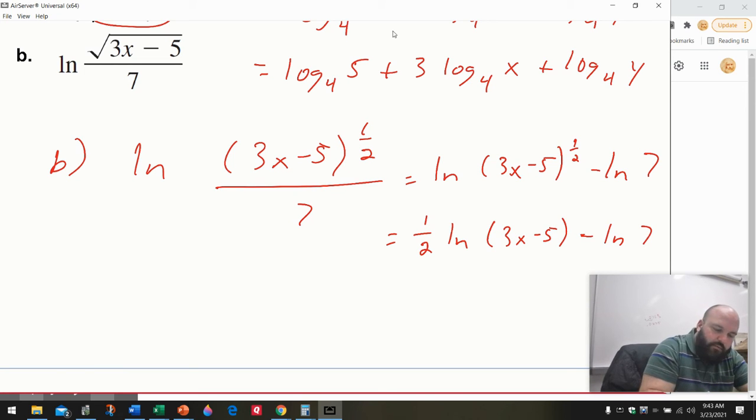Now you might say, well, can we break this up? And the answer is no, because 3x and 5 are subtracting. They are not multiplying or dividing. You can only break them up when you're logging a product or a quotient. That is a difference, so we cannot break it up.